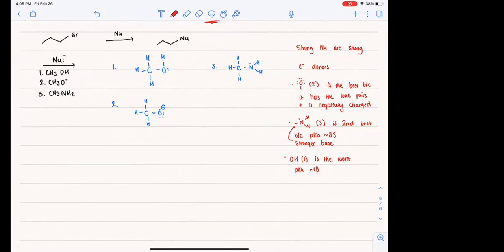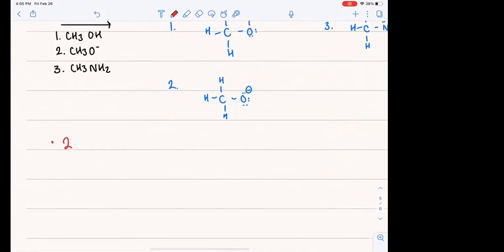Yeah, so basically I was watching a YouTube video and looking at your periodic table, like you have fluorine, oxygen, nitrogen, and carbon. It was saying that your base strength is going to increase as you go from the right to the left. So nitrogen is on the left compared to oxygen, so it would be a stronger base. That makes sense.